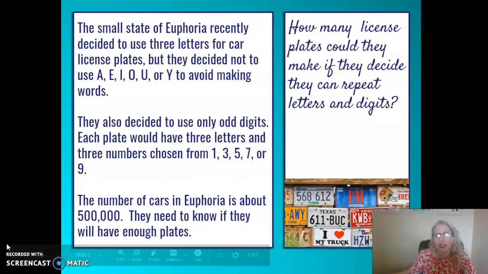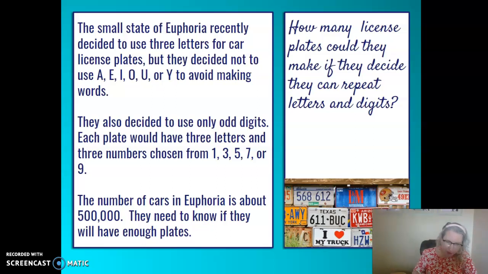Here's a problem just to get us thinking about permutations and combinations. Small State of Euphoria recently decided to use 3 letters for car license plates, but they decided not to use A, E, I, O, U, or Y. So if they're not using those 6 letters, that means they're using 20 different letters. They also decided to use only odd digits. So they're using 1, 3, 5, 7, or 9. So they have 5 different choices for digits. N is 20 for the letters, N is 5 for the digits.